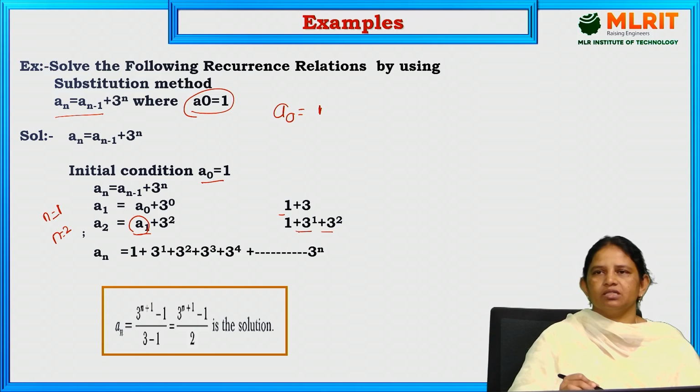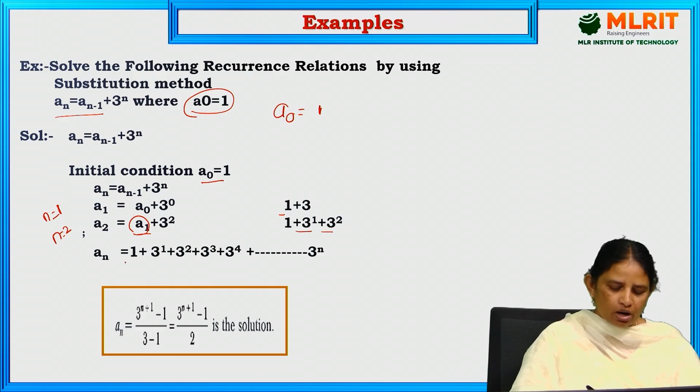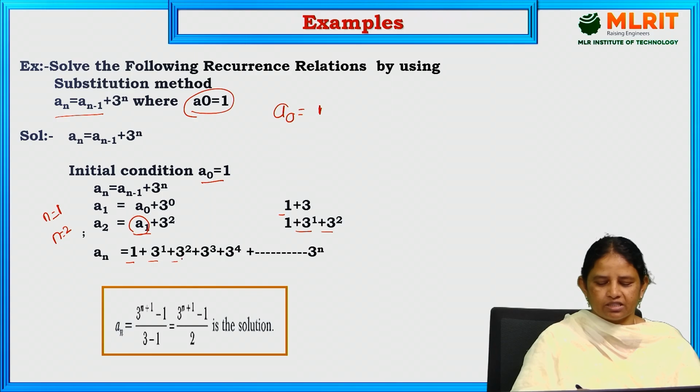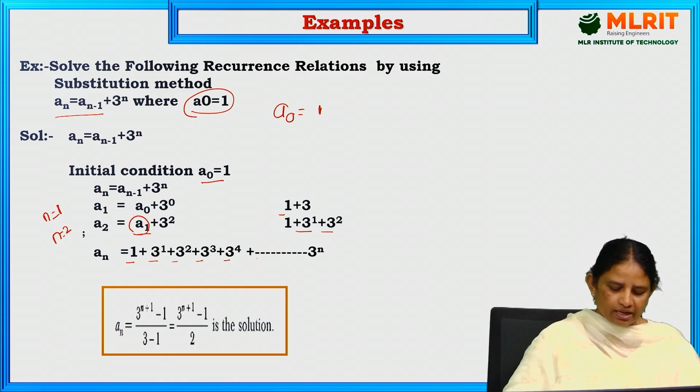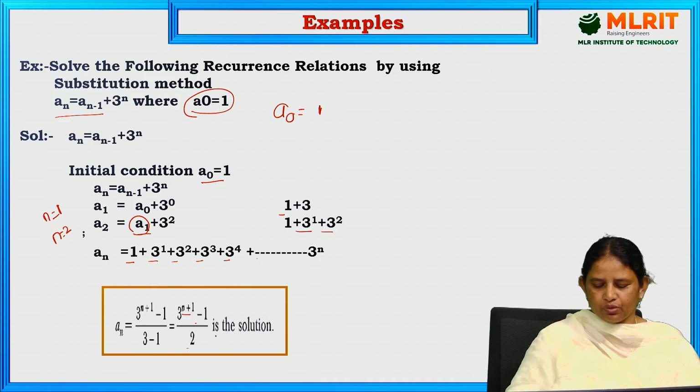This process is repeated for n terms, then a_n equal to 1 plus 3 power 1 plus 3 square, 3 cube, 3 to the power of 4 and so on. So all these are in the series of geometric progression. Then a_n equal to, what is the formula? 3 to the power of n plus 1 minus 1, divided by 3 minus 1. 3 minus 1 is 2. That is the solution for the recurrence relation.